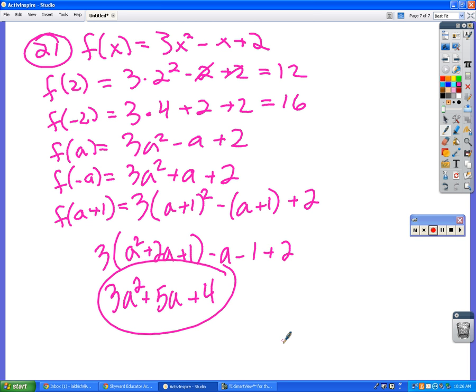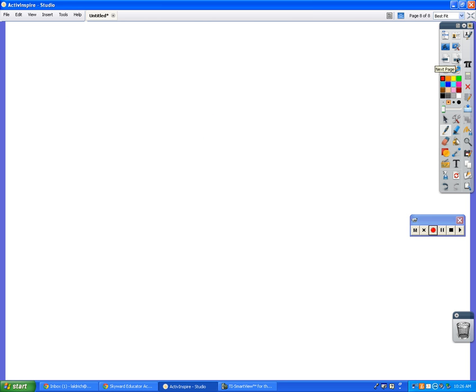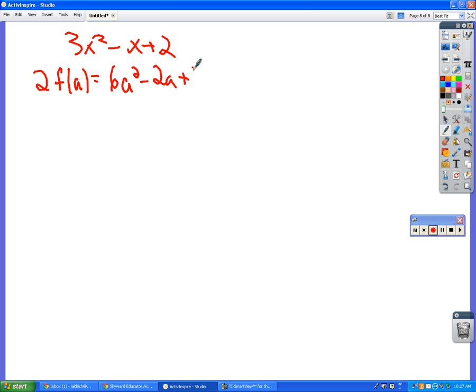Okay, do you want to keep going? Yeah. You want me to do the other one with this? Okay, so 2 times f of a, you would just take this thing right here and multiply it by 2. Yep, so it'd be 6a squared minus 2a plus 4. Whereas f of 2a means that you need to plug 2a in there instead of x. So do you see the difference there? No. The first one you plug in a first and then double all of your answers. That's 2f of a, and that would be 6a squared minus 2a plus 4.